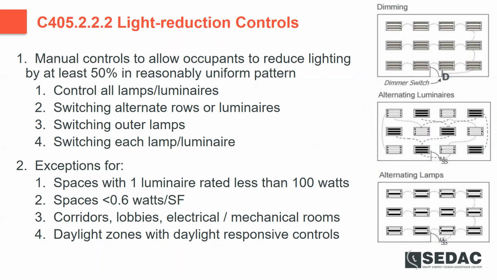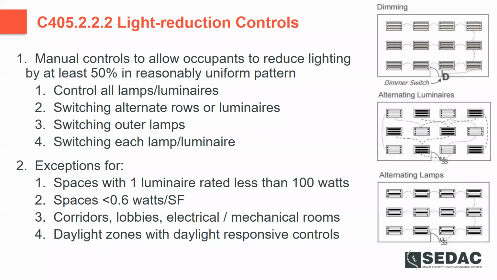As part of the time switch controls, there is a section requiring light reduction controls. This is stating that lighting in a space should have the ability for occupants to reduce their lighting by 50% in a reasonably uniform pattern. And there are some examples given in the code, either at a luminaire level or individual lamp level within the luminaires, some way to evenly reduce that lighting by 50%.